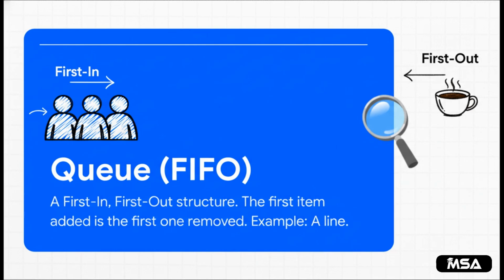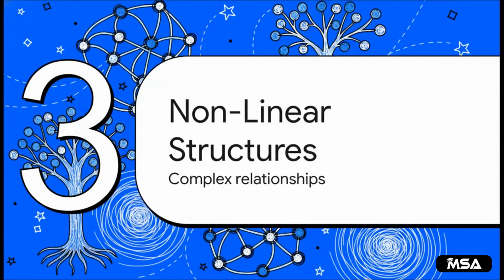This is just like any line you've ever stood in. The first person who gets in line for coffee is the first person to get their coffee. It's all about processing things in the order they arrived. Okay, so lining things up is useful, but let's be real. The world is way messier than that.